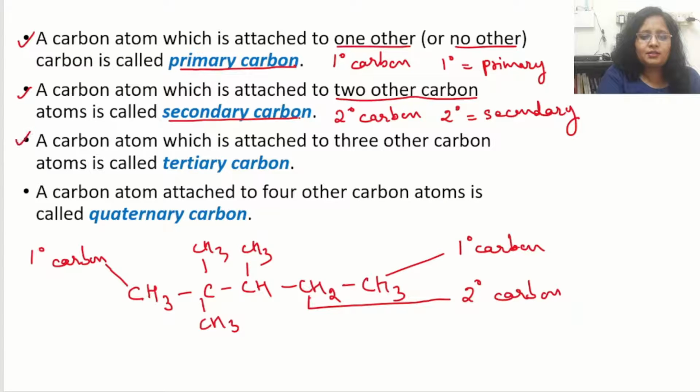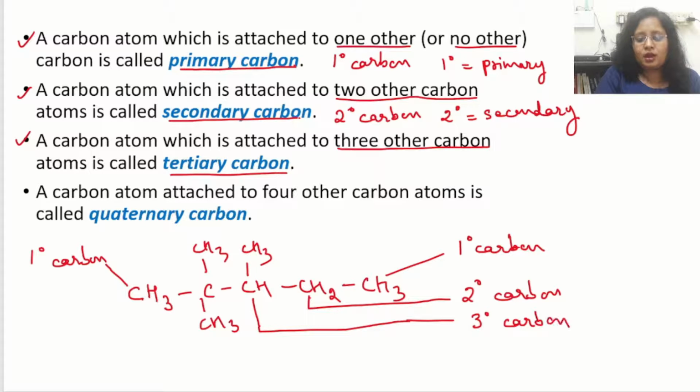The next is the carbon atom which is attached to three other carbon atoms, called a tertiary carbon. So in any given structure, if the carbon is attached to three other carbon atoms, then that carbon is called a tertiary carbon. Here in this picture, I think this carbon is attached to three carbon atoms: one on the left side, one on the right side and one above. So this is called a tertiary carbon.